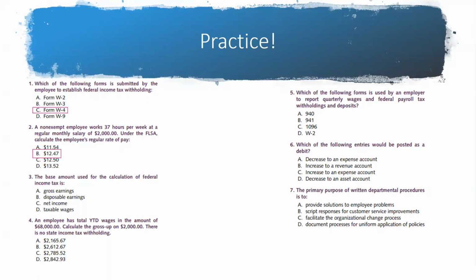No worries. Okay. The base amount used for calculation of federal income tax is A, gross earnings, B, disposable earnings, C, net income, or D, taxable wages. You ladies got it. D, taxable wages. We use the term gross a lot, which is probably not good because there's really no definition of quote unquote gross wages or gross earnings. So yes, taxes would always be based off of taxable wages.